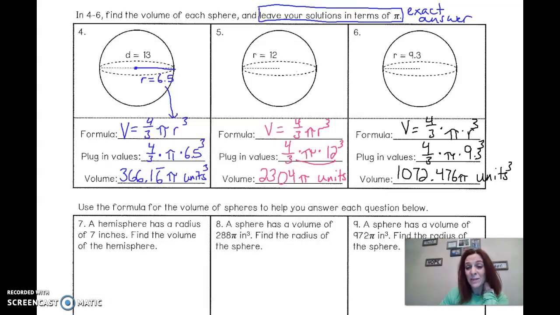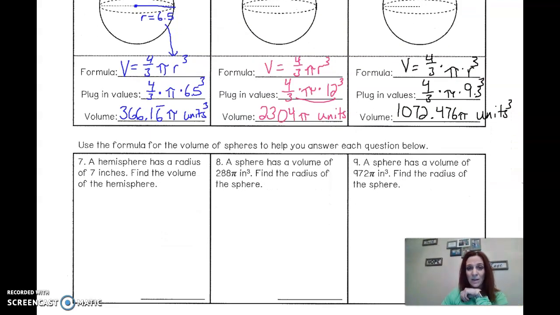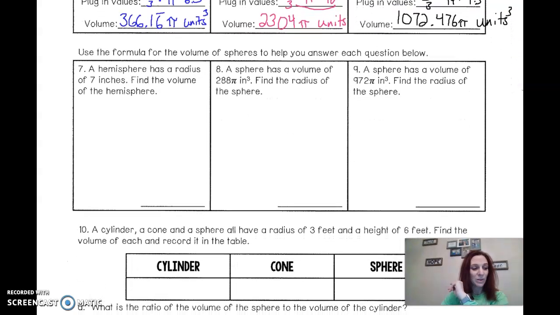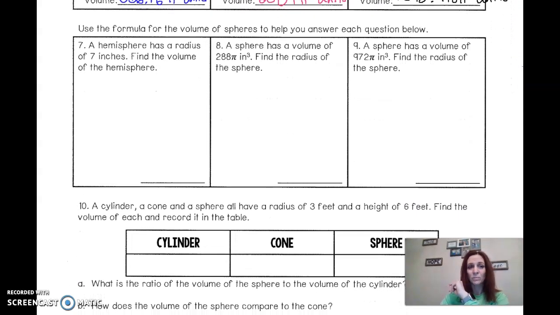Okay, all right, so that is just practicing our formula like we did in the first video, but we're leaving our answer in terms of pi, so it's an exact answer. So let's change it up a little bit and see what they're asking for in these questions. Directions say to use the formula for volume of spheres to help you answer each of the questions below. A hemisphere has a radius of 7 inches. Find the volume of the hemisphere.